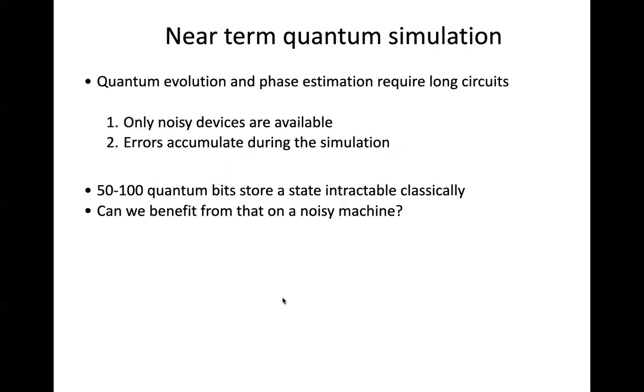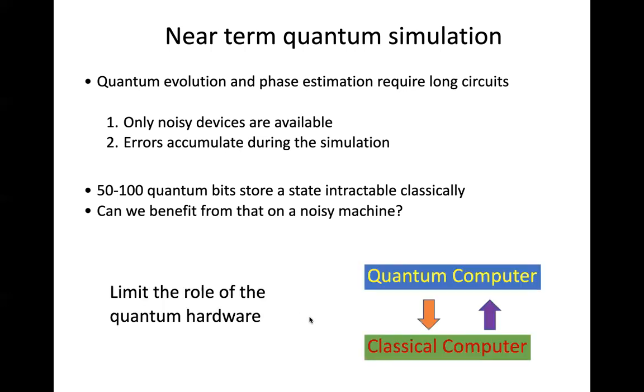And for near-term quantum simulation, it's very hard, because basically all the devices that we now have don't have quantum error correction yet, so they are still quite noisy. And this long circuit that trotterization requires would basically be destroyed with noise. And still, one would like to use some quantum simulators, because we know that even for 50 to 800 quantum bits, which is not much, the state would already be intractable classically. So we would like to be able to benefit from this already now, even though the machines are noisy.